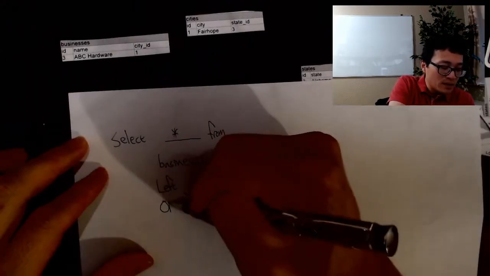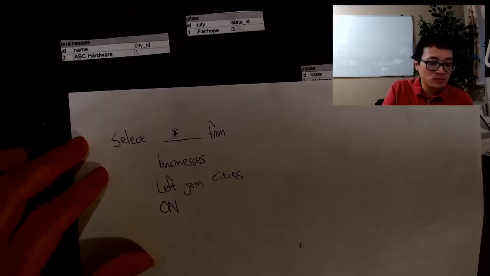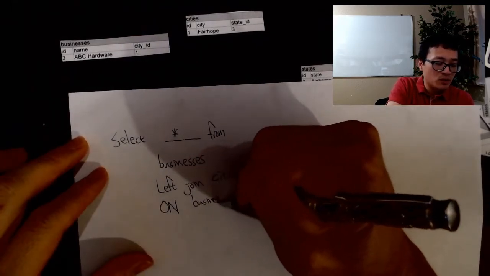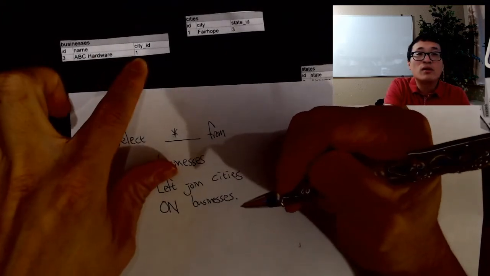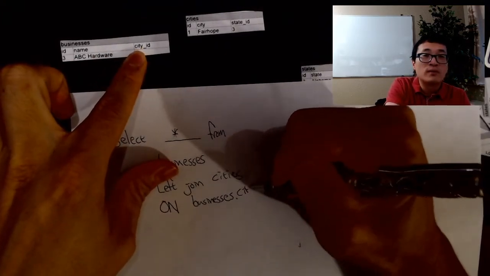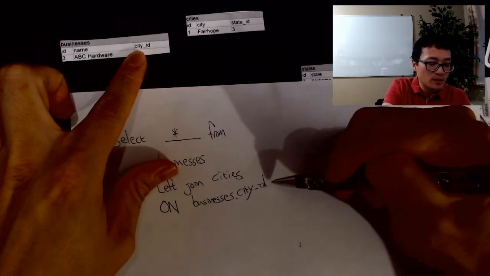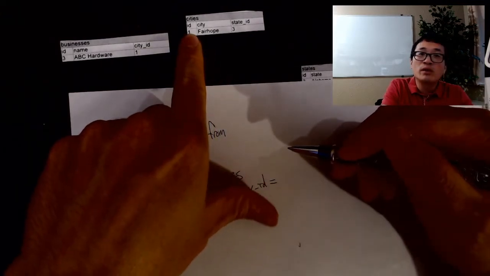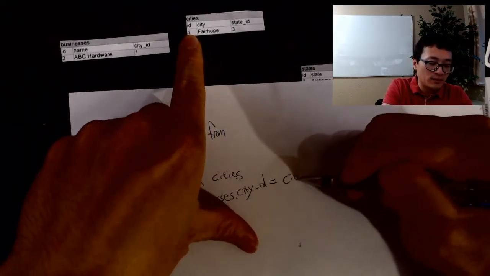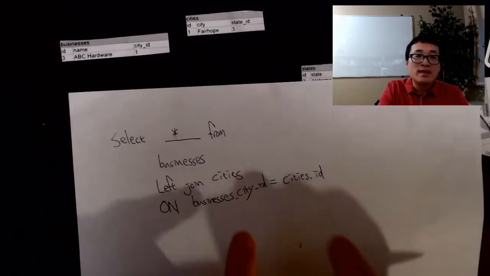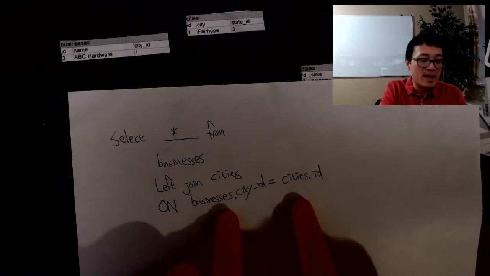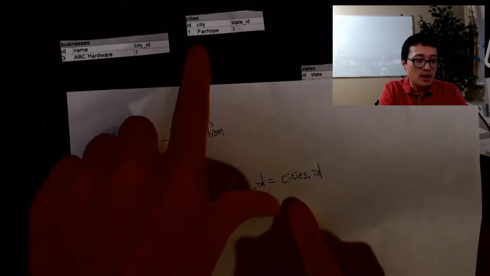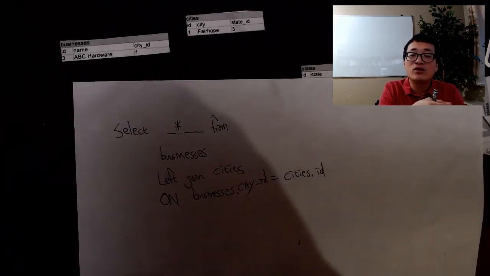But on what? How am I supposed to join the records? Well, you have to specify on the businesses table, what was the field that we were joining? City_ID. Join that with which field? Cities.id. That basically tells SQL, hey, that's how you need to join the records. The businesses.city_id and the cities.id, that's how you join.